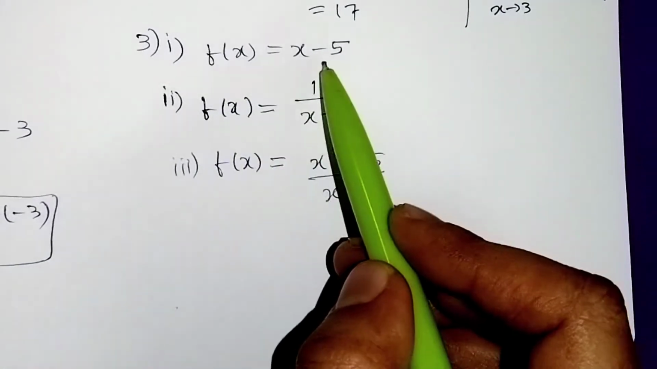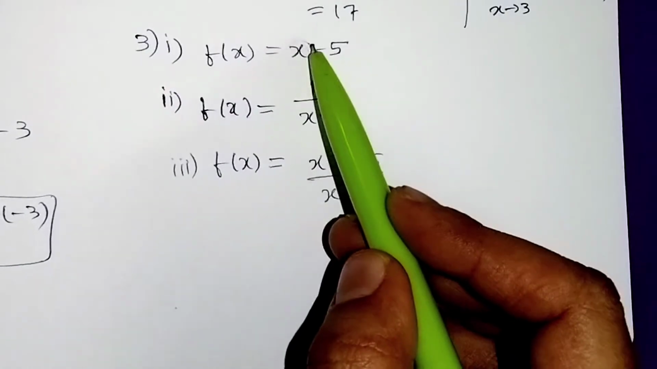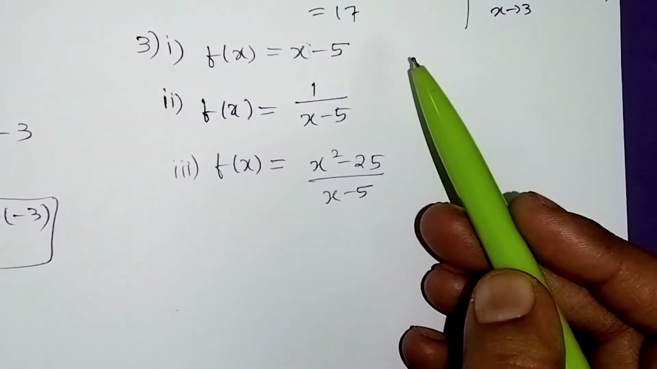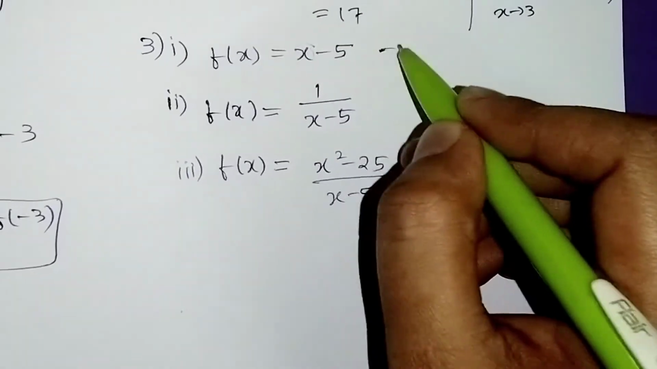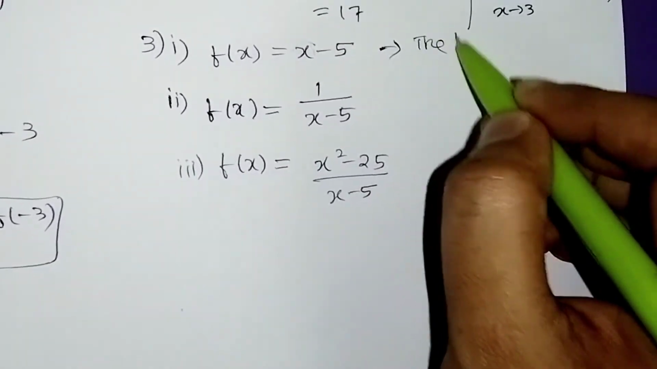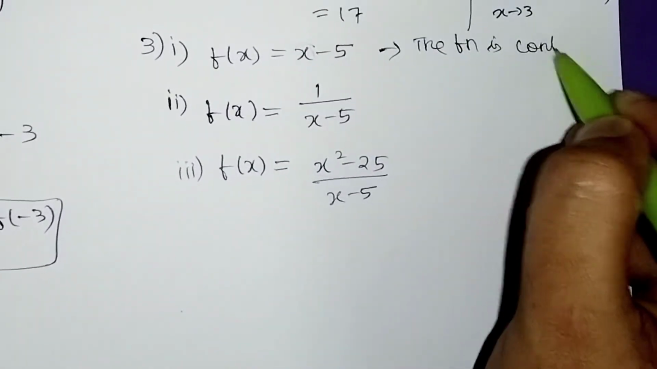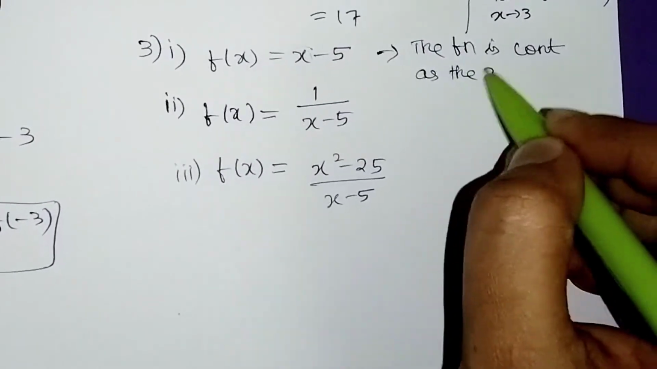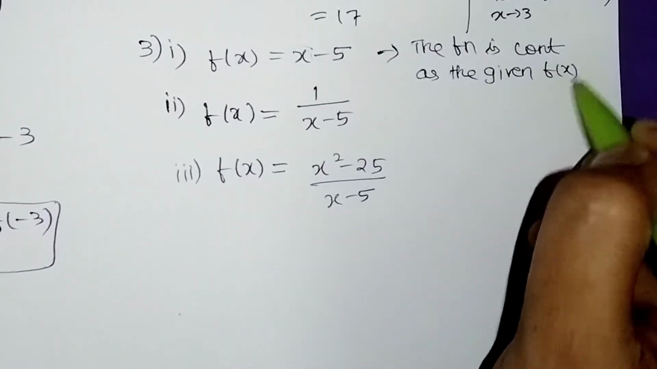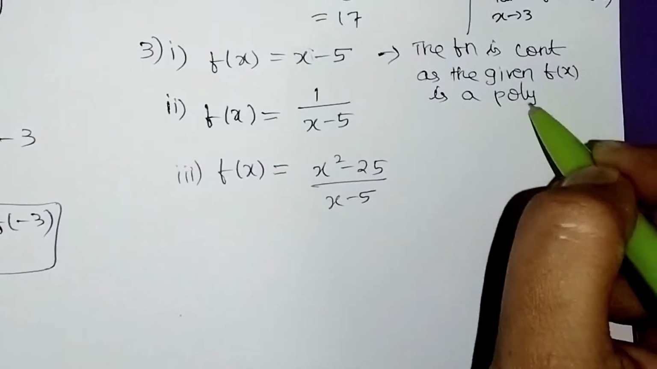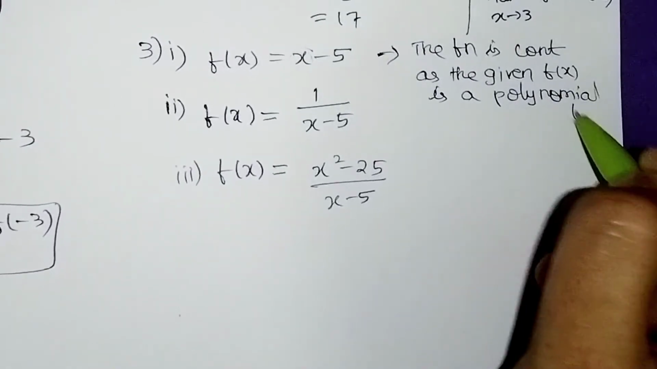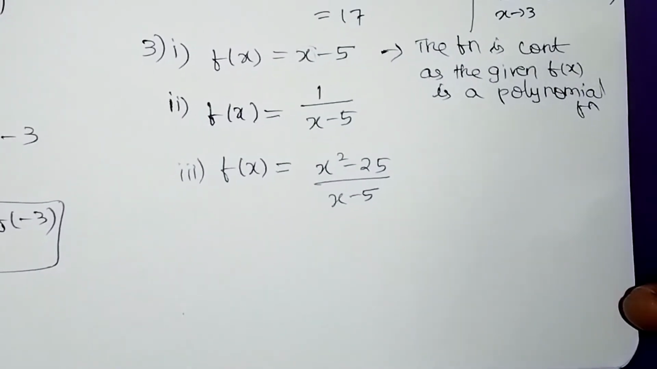Since the first subdivision is x minus 5, if you check with the degree it is a positive whole number, that is the polynomial function. Therefore the function is continuous. Okay, the function is continuous as the given question, or you can write as the given f of x is a polynomial function. So by default we can conclude polynomial functions are continuous.